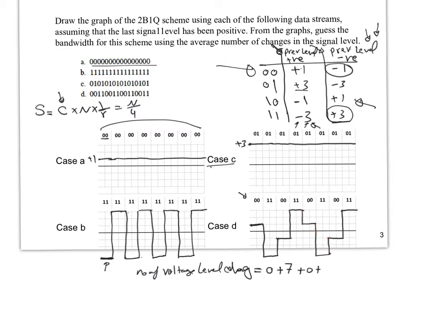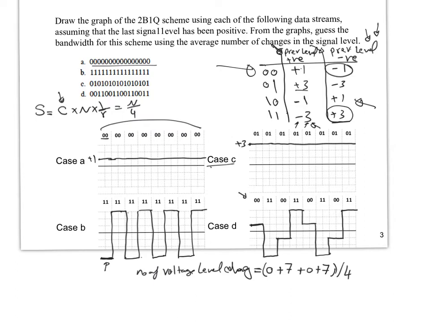1, 2, 3, 4, 5, 6, 7. Again 7. Okay? So this is the total number of changes for these four cases. Of course, we have to get the average, so we have to divide by 4. Right? So this is the average number of changes based on these four cases.